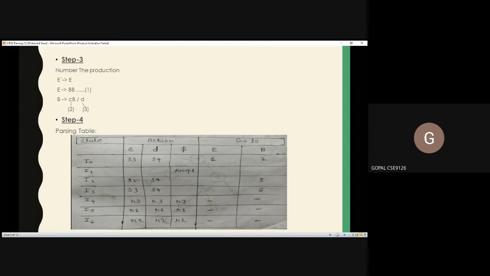Now for I4 we have got the final state. That's why we are reducing it. For I5 and I6 also, we have got the final state. That's why we are reducing here. So the number of the production will be needed here. From I4, the state was B goes to D. That was production number 3. So we will reduce it by R3. Both of them will be R3. For I5, we have got E goes to BB closure. That's production number 1, so we will reduce it by R1. And for I6, the state is B goes to small c, capital B. That's production number 2. That's why we will reduce it by R2.